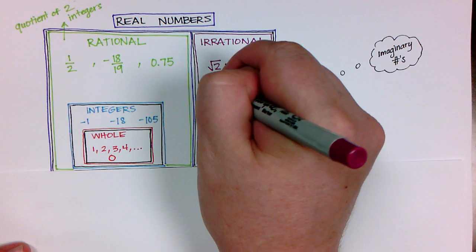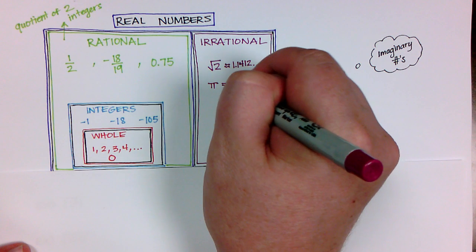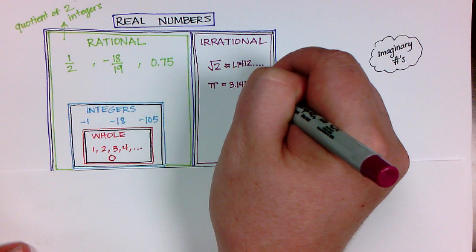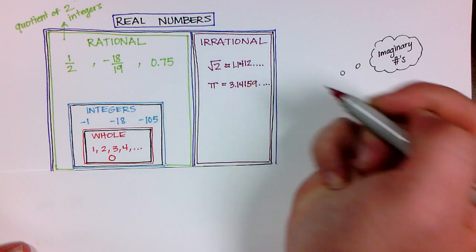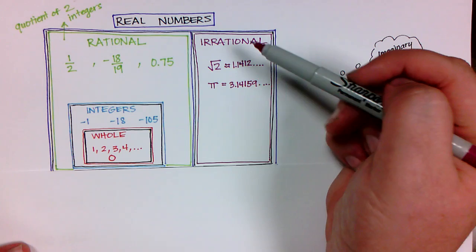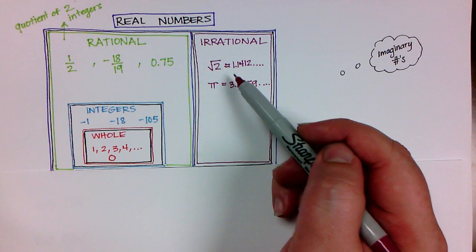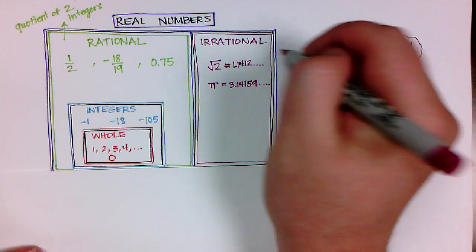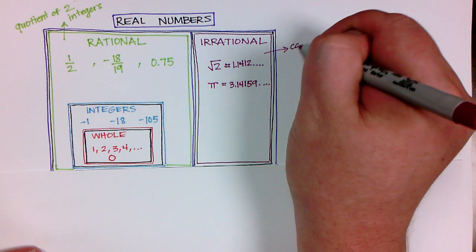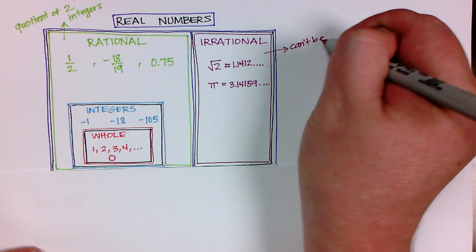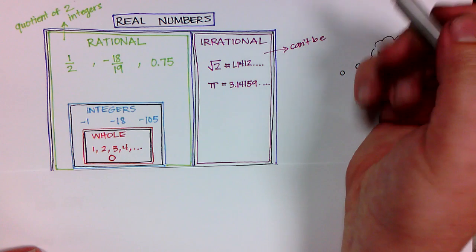Or we know pi, right? Pi is 3.14159, and it just keeps going. So these are irrational numbers. A lot of times it's going to be the square root of a number, and it's something that continues to go, and these ones cannot be written as the quotient of two integers.